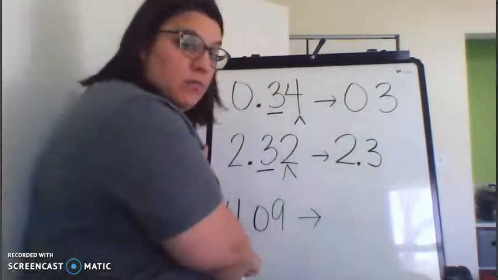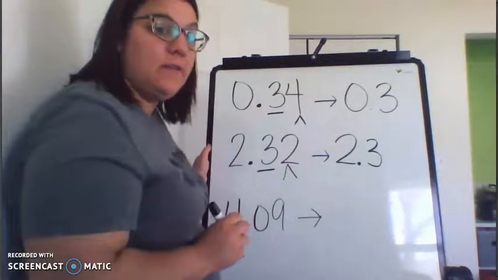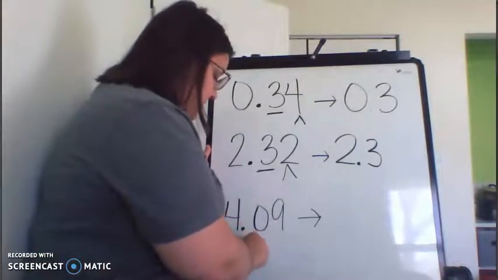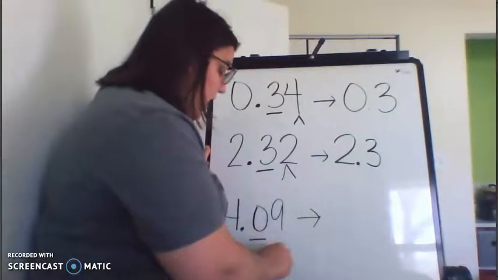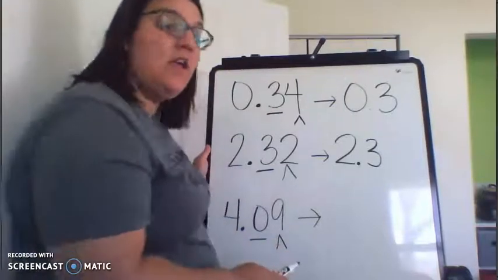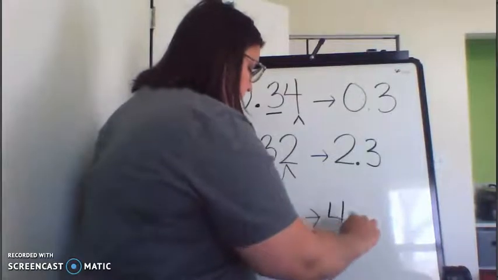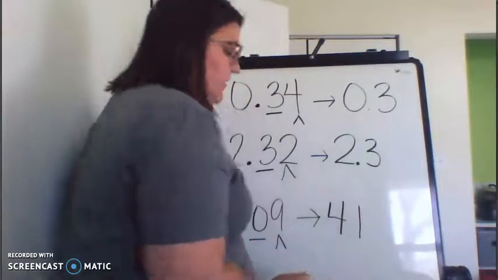And now let's do one more, 4 and 9 hundredths. Okay, what's in our tenths place? A 0. What's in our hundredths place? A 9. The 9 is going to tell the 0 to get bigger. So in this case, we have 4 and 1 tenth.